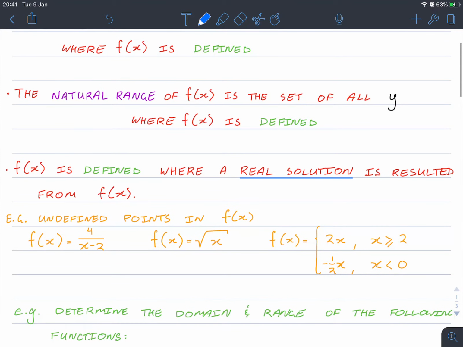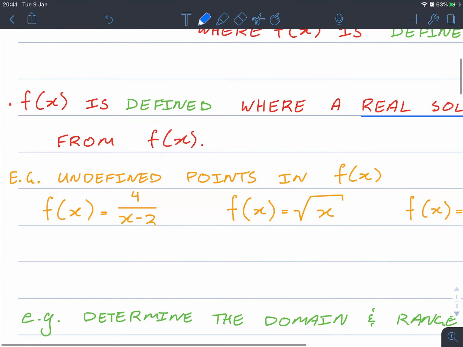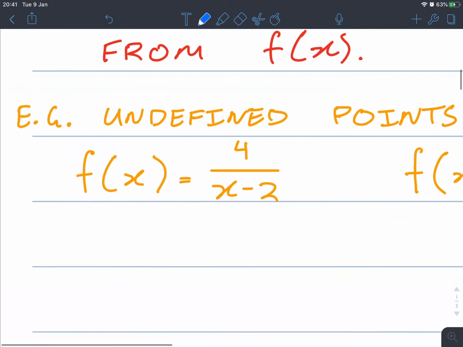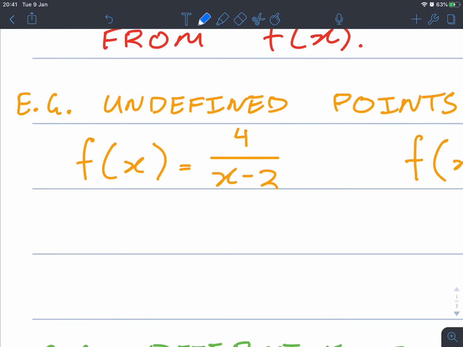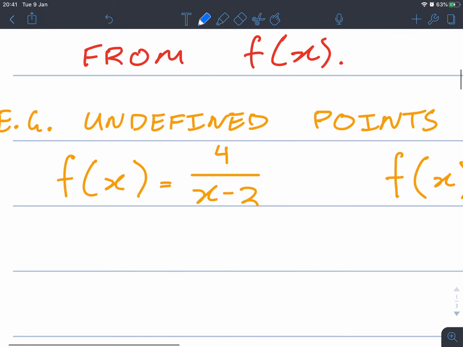I'm going to show you this idea of defined by showing you what is undefined. Here are some examples of undefined points in any function f(x). Let's consider this function and take a look at the denominator. If we let x equal 2, then 2 minus 2 equals 0. But then we have the function being 4 over 0.